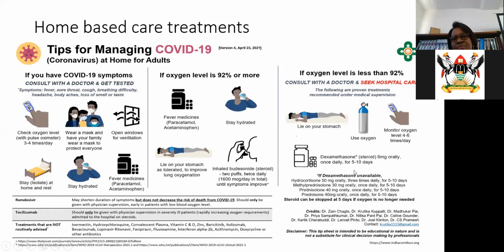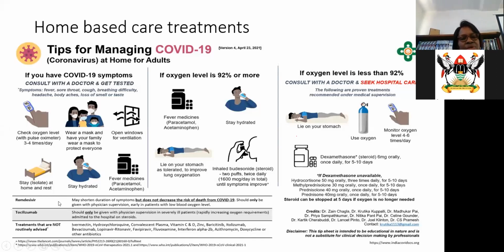Please do not give them dexamethasone, which is a steroid, because they're going to come down with diabetes, they're going to come down with infection because it lowers their immunity, so they will come down with other bacterial infections. They might even come down with bacterial pneumonia, worsening the already existing COVID pneumonia. Then other drugs, I talked about remdesivir, that may shorten duration of symptoms, but does not decrease the risk of death.